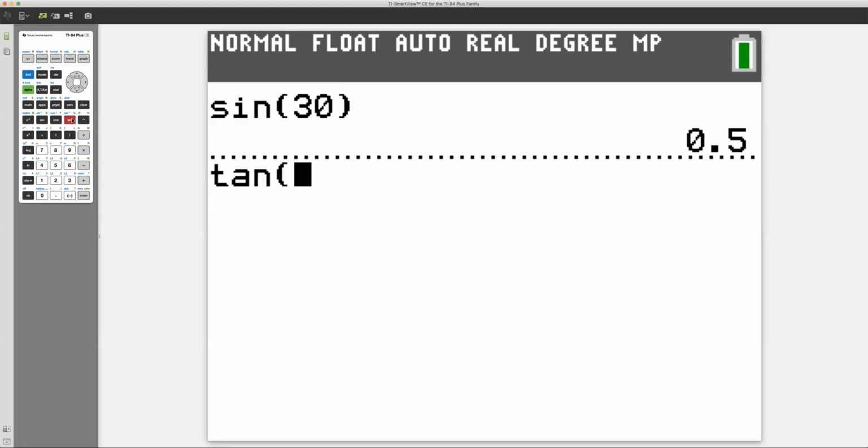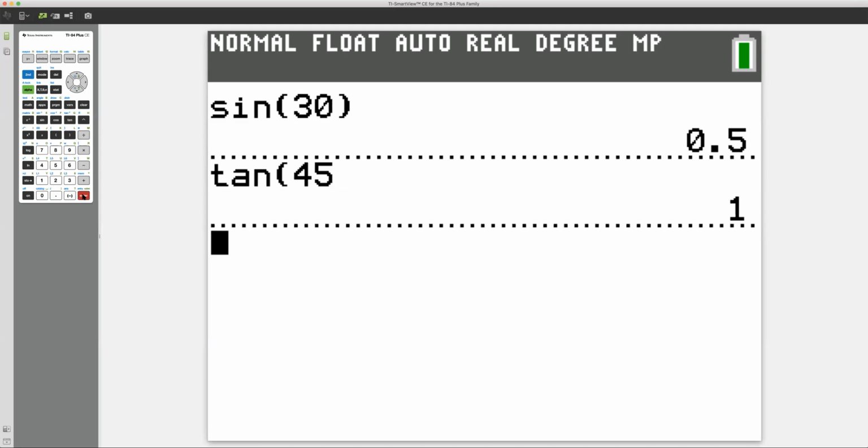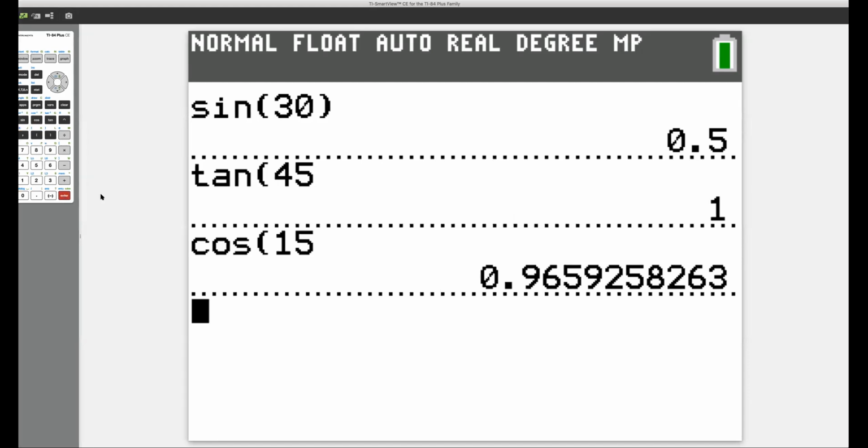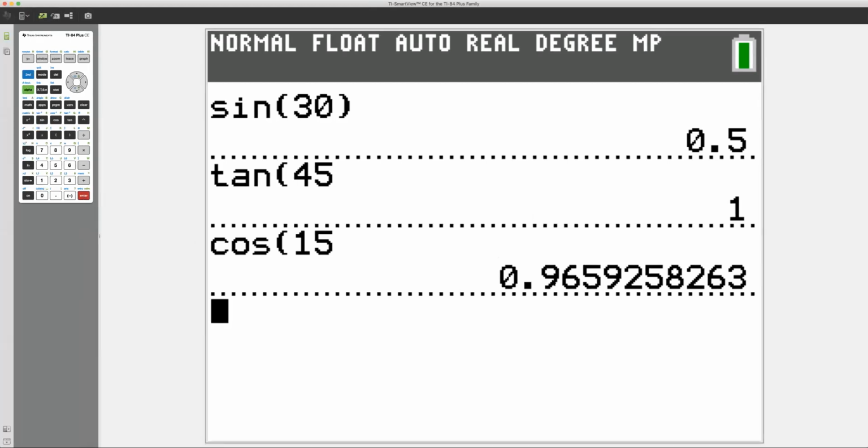Let's try the tangent of 45 degrees. When you have a 45-degree angle, the opposite leg length over the adjacent leg length ratio is going to be 1. Let's do one more. Let's do the cosine of 15 degrees. Now you'll notice we have this 0.5 and 1. It's not always going to be rational numbers. Here we have an irrational number, a number that does not have any repeating pattern.